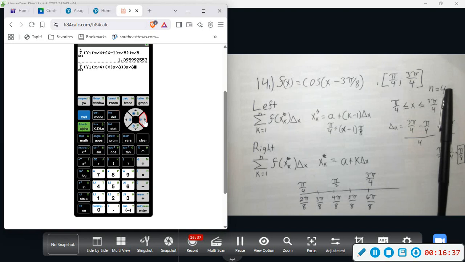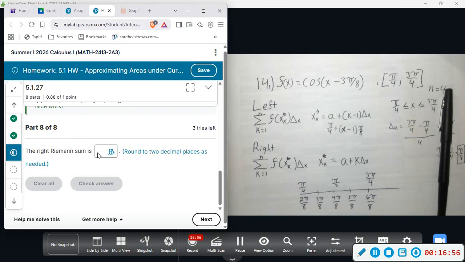All right, so we have our right Riemann sum, and it gives us 1.18. And you can see the difference. One is a little bit over, one is a little bit under. The actual area is somewhere in between.